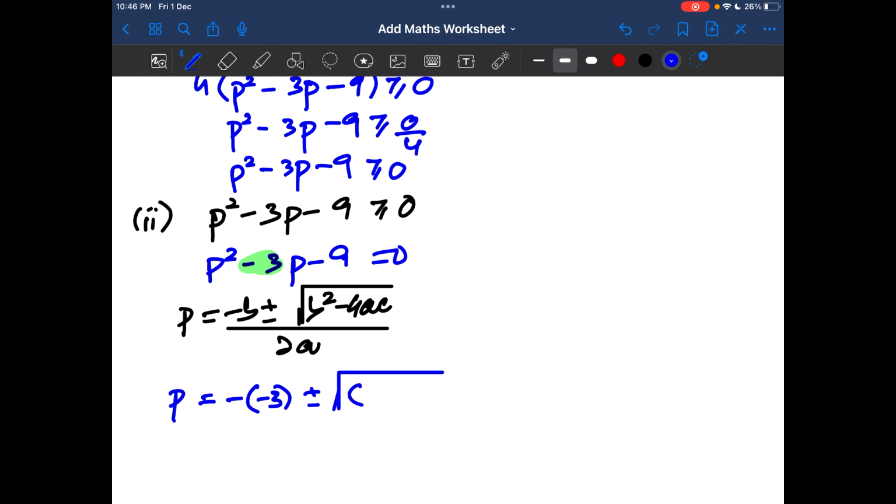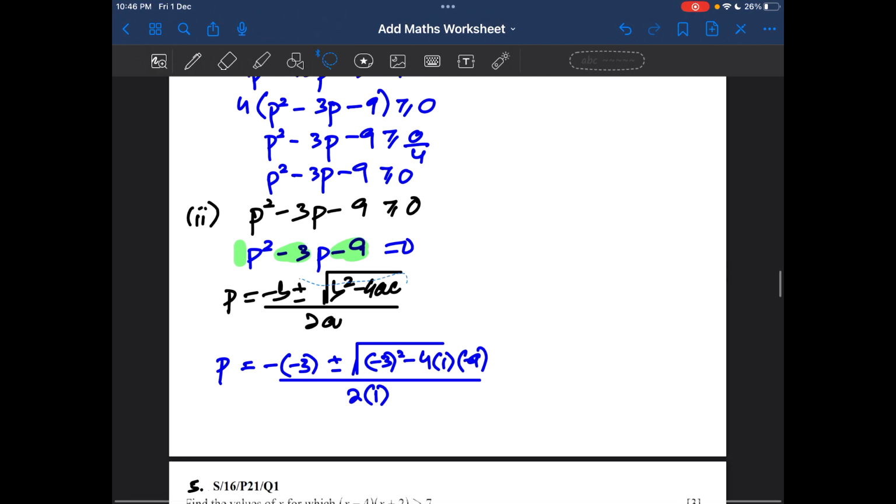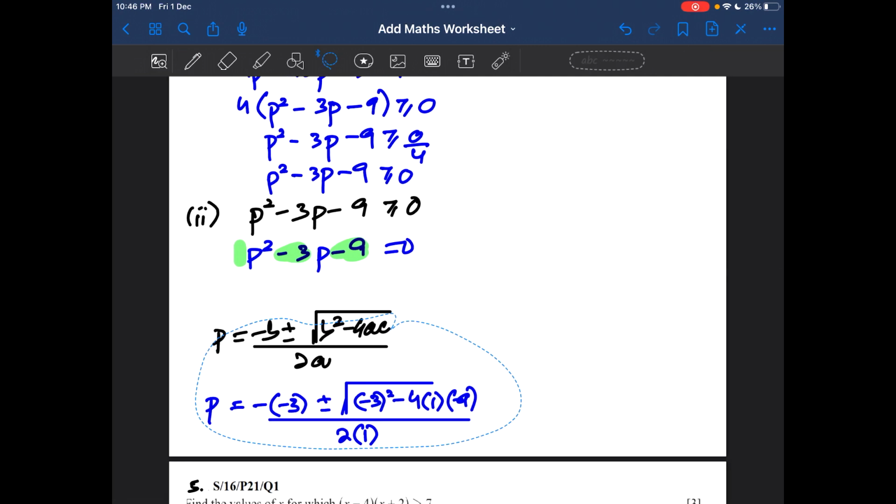So what is the value of a? The coefficient of p squared, which is 1 here. What is the value of c? The constant term, minus 9 here, upon 2a. The a value is again 1. So I'm just repeating it before moving on further. We know the value of a, the coefficient of p squared, is 1. The b value is minus 3. The c value, the constant term, is minus 9. This is what we have done.